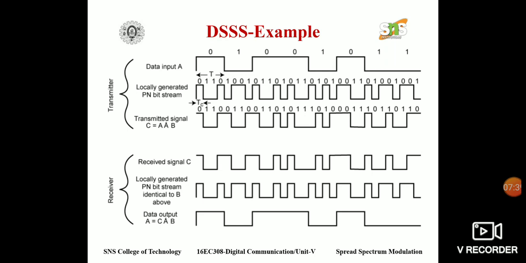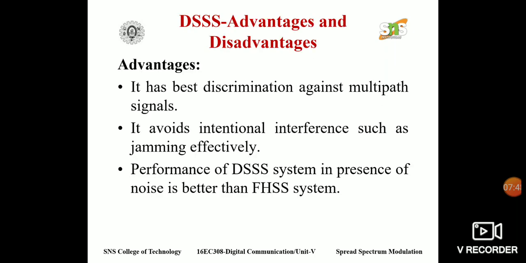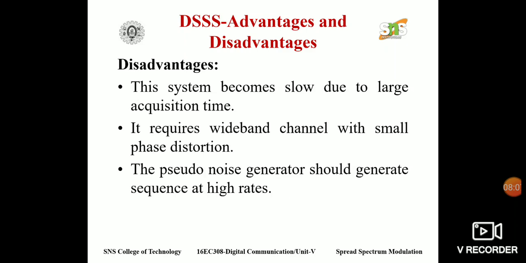The same as before: both the pseudo noise generators should be synchronized. The advantages of DSSS are that it has the best discrimination against multipath signals. It avoids intentional interference such as jamming effectively. Then the performance of a DSSS system in the presence of noise is better than an FHSS system.